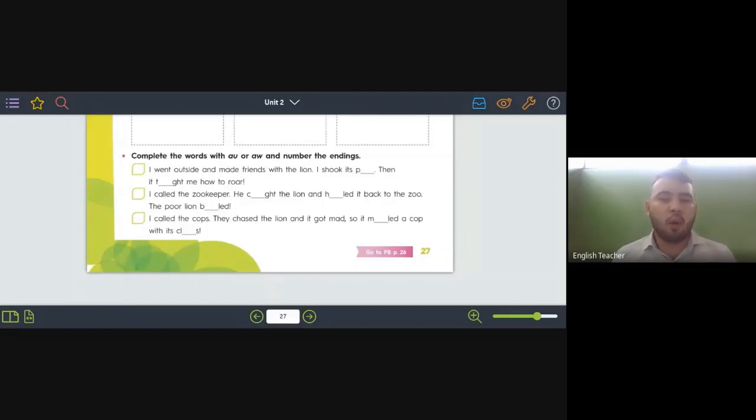At first, I went outside and made friends with the lion. I shook its paw, then it taught me how to roar. What does it sound like for you? It sounds like the ending of a story, like one ended the story, right? Look at the second one.